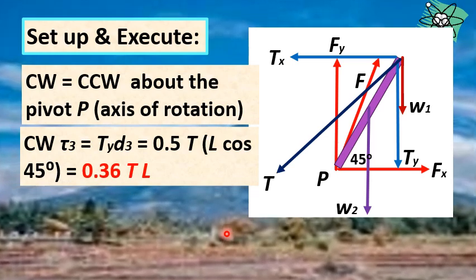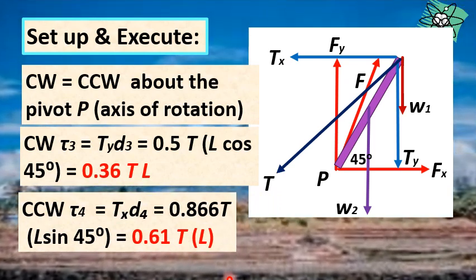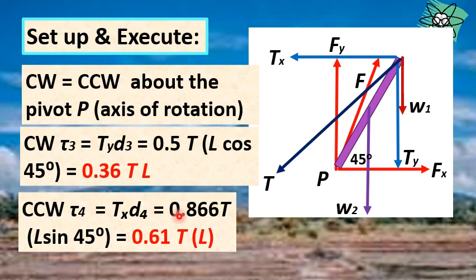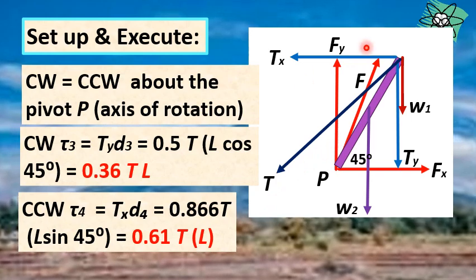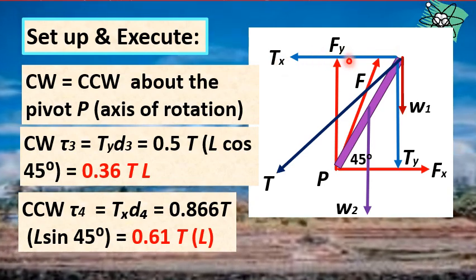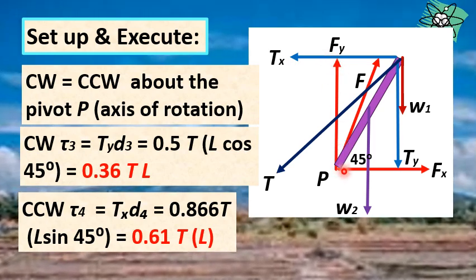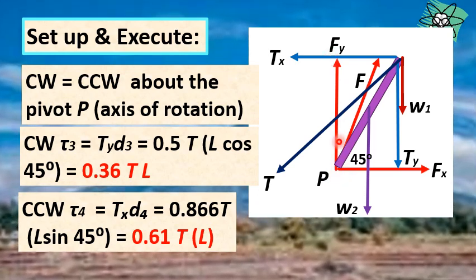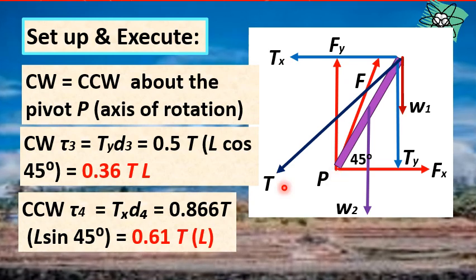Now, the only torque that can cause the strut to rotate counterclockwise, which we label here as torque number 4, is due to the force Tx, or the x component of the tension T. So in the diagram, the line of action of Tx has a corresponding moment arm equal to the distance from point P. That vertical distance from point P, or the axis of rotation, to the line of action of Tx is the moment arm, denoted by d sub 4.